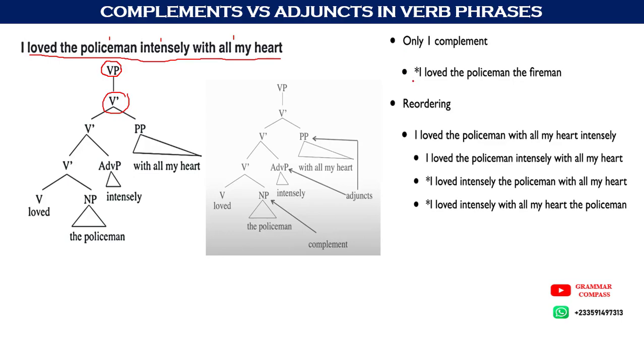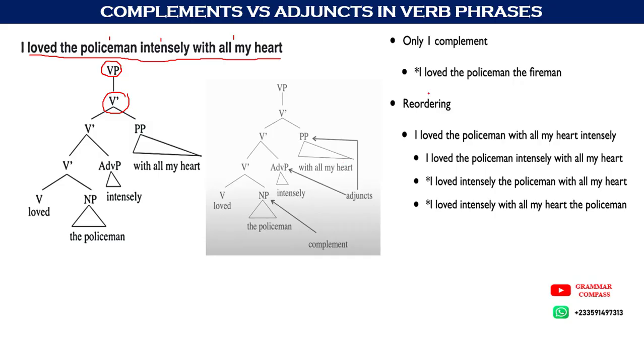So we can say that I loved the policeman, the direct object, but you can say I loved the policeman, the fireman. So our direct object is our complement in this sentence. So loved the policeman becomes our complement, which means that it should be the one that is the closest to loved, which is the head word. But what about the adjuncts?